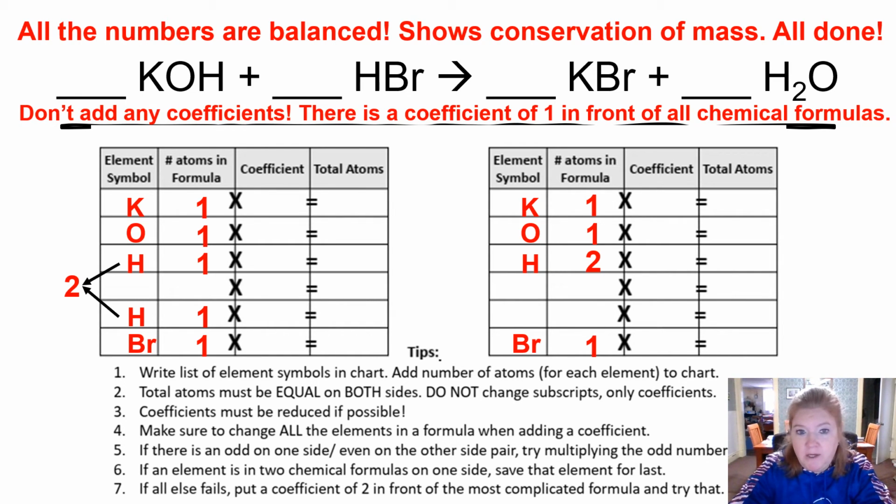Now, I don't add any coefficients. There is a coefficient of 1 in front of all the formulas. So technically on an exam, if you put a 1, it would not be incorrect. But one thing you should never write is a 0. Literally, if you put a 0, you just erased what was there. So don't do that. Okay, so leave it blank if it's a 1. If that stresses you out to leave it blank, put the 1.